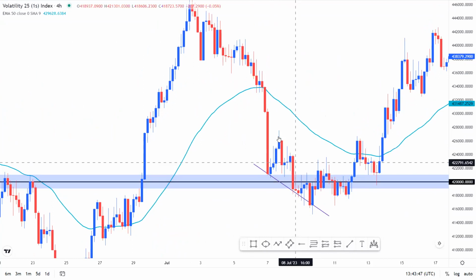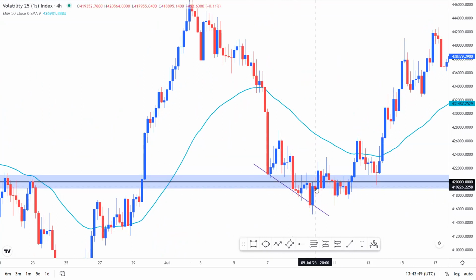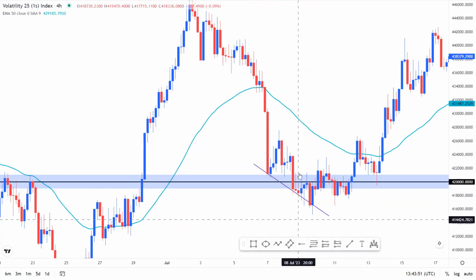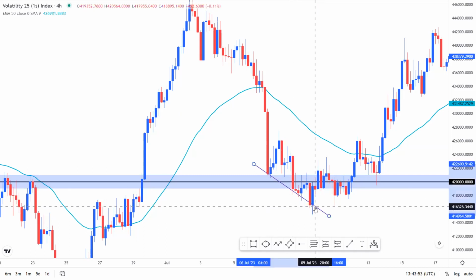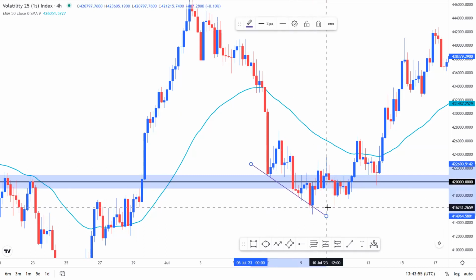And then also we noticed that at the retest of the daily time frame area of interest, we had ourselves a bullish divergence, indicating that a price reversal is imminent.